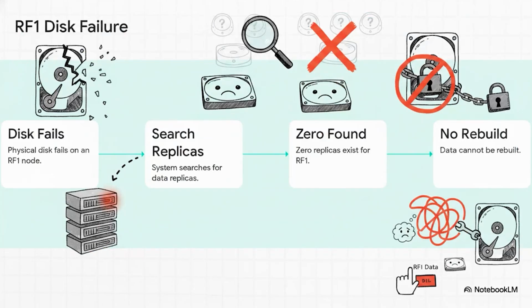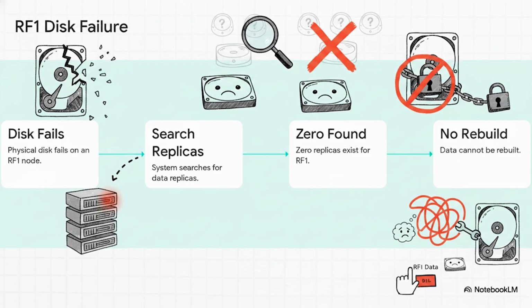Okay, here's our first concrete example. Step 1, a physical disk suddenly fails on the specific node where your RF1 container lives. Step 2, AOS does what it's programmed to do, right? It looks around for a replica on other disks or nodes to kick off a rebuild. But in step 3, because this is RF1, it finds exactly 0 replicas. So step 4, the data just cannot be rebuilt.